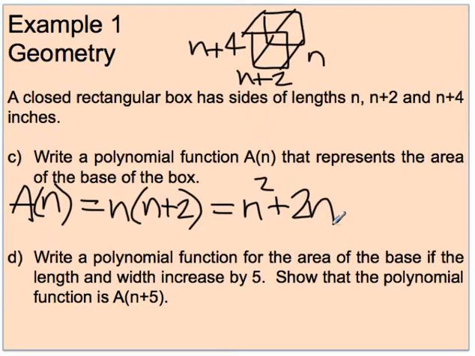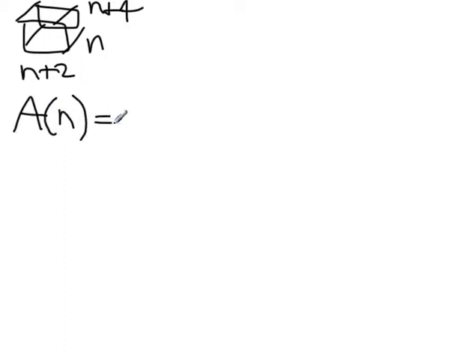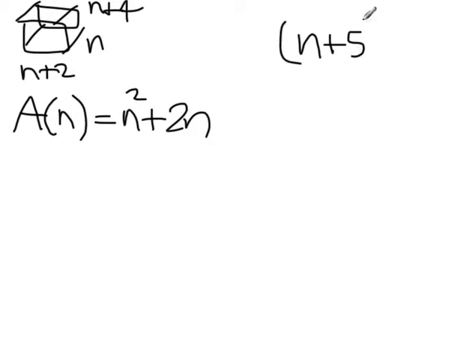Our second part here, part D on this slide, asks us to write a polynomial function for the area of the base if the length and width increase by 5. And they want us to show that the polynomial function is really A of n plus 5. So here we have our box, and it's got n plus 2 and n plus 4. The area function that we just wrote, A of n, is n squared plus 2n. But they want us to consider a box where n plus 5 and n plus 2 plus 5.